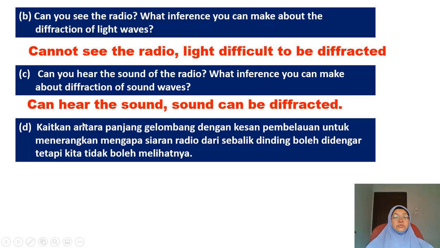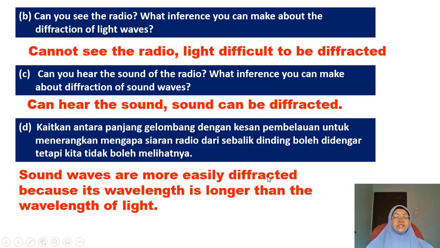Now we have to relate lambda and the effect of diffraction to explain why we can hear the sound from the radio over the wall, but you cannot see the radio. The answer is sound waves are more easily diffracted because its wavelength is longer than the wavelength of light. Again, lambda for sound wave is longer than lambda for light wave. Therefore, sound waves are more easily diffracted, so we can hear the sound behind the wall.